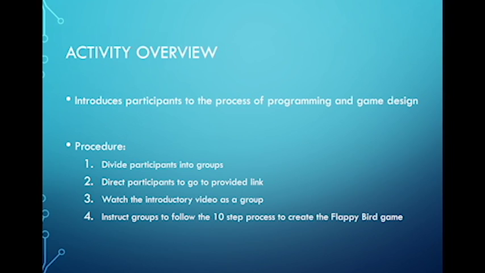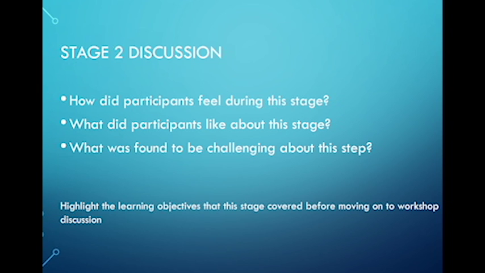When the groups get to step 10, have one student create their own version of the game and have another student test it. Repeat those steps until all the students are able to create their own game. Be sure to have a discussion after this portion of the workshop as well, and find out what participants found challenging, and highlight with them some of the learning objectives covered through this stage as well.